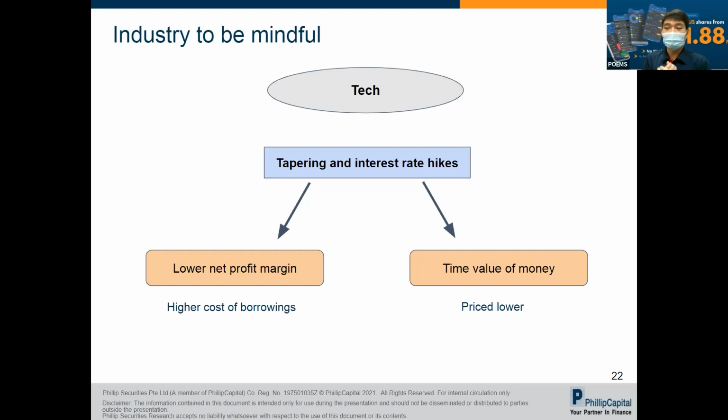How would their net profit margin be affected? For tech in general, they rely heavily on borrowings to maintain their operations. With higher interest, they have a higher cost of borrowing, and this will affect their bottom line. As for why their share price will be lowered, with a high interest rate, if you discount their future cash flow backwards, their share price should be lower than what it is now. That's why tech in general is not a very good industry to be in under a high inflation environment.